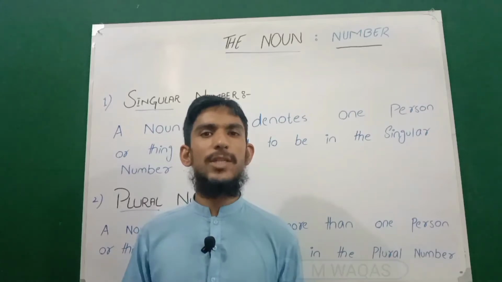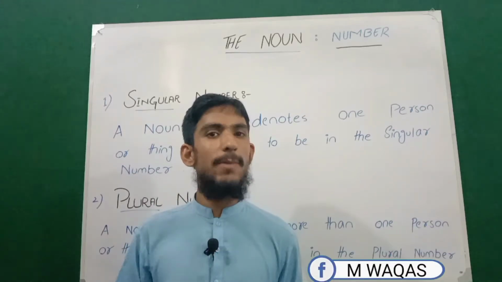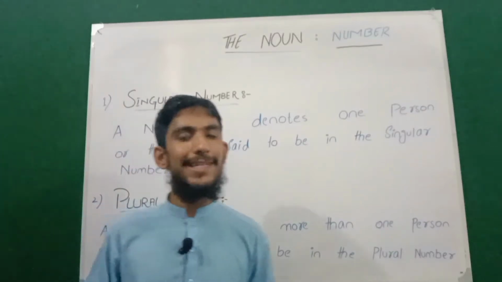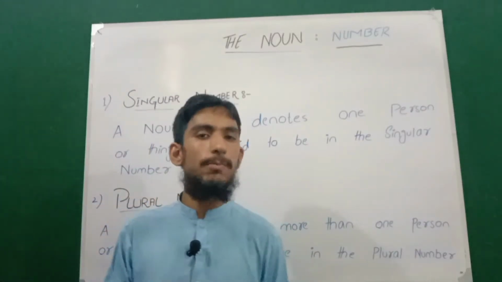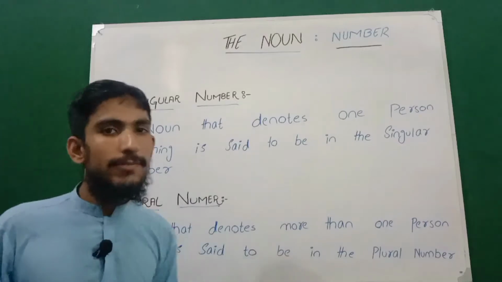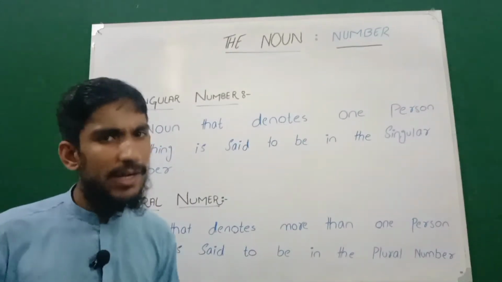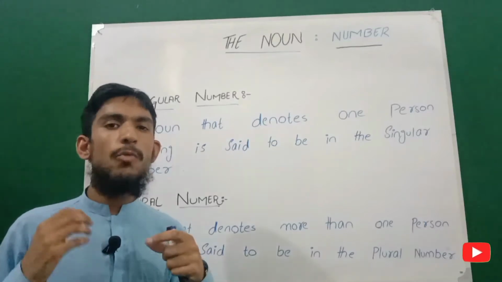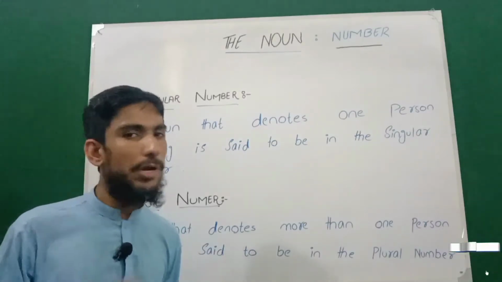Don't go anywhere. In this video, we will be discussing some amazing stuff about noun numbers. The writer has written in their book that in English there are basically two numbers: one is singular number and the other is plural number. As we are all familiar with these types of numbers, I'll just give you a short introduction.